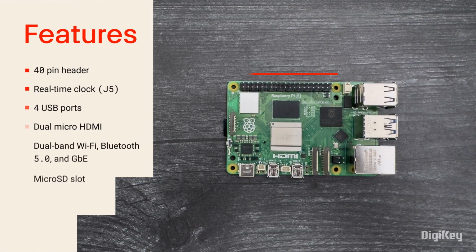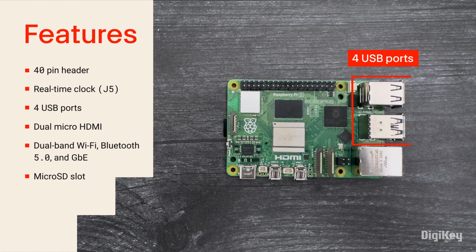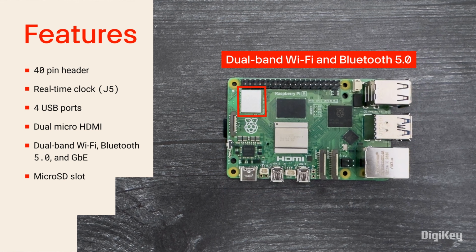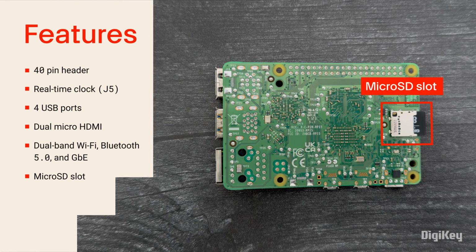The Pi 5 also includes a standard 40-pin header, a real-time clock, 4 USB ports, dual micro HDMI, dual-band Wi-Fi, Bluetooth 5.0, gigabit Ethernet, and a MicroSD slot.